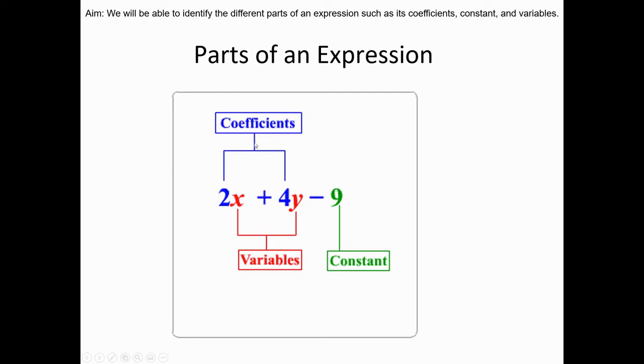Now, each of these parts, 2x, 4y, and 9, we call those terms. So this has 3 terms. We cannot combine them because they are not like terms. The first term is, as I said, 2x. The next term is 4y.